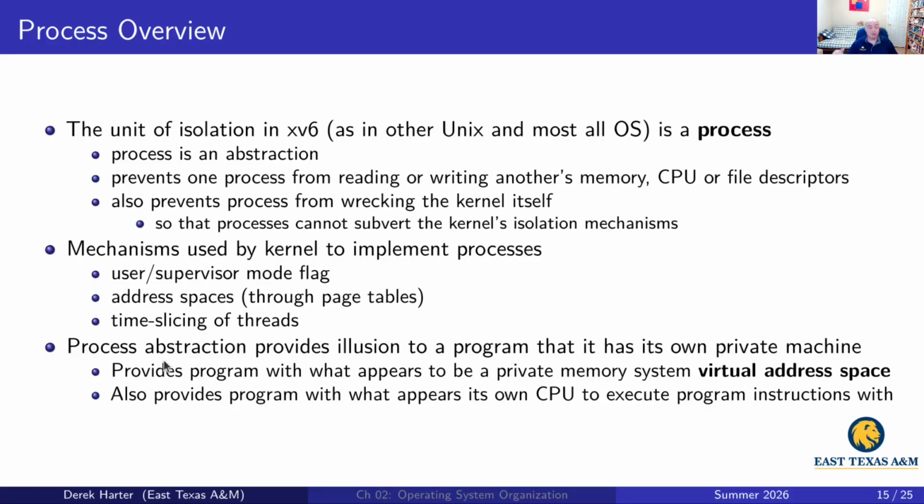So from the point of view of a process, the process abstraction provides the illusion that the program has its own private machine. Unless the process wants to explicitly communicate with other running processes, it doesn't have to know anything about other stuff that's running and using the hardware in parallel with it.